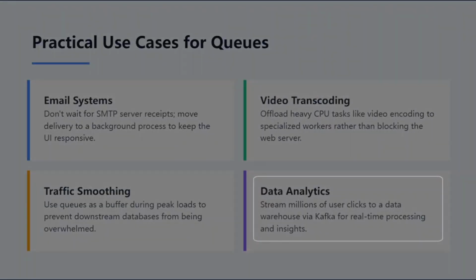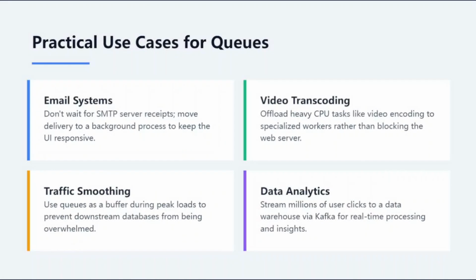Finally, in data analytics, we use queues like Kafka to stream millions of user events like clicks or scrolls directly to a data warehouse. This decouples the live user experience from the complex analytical processing happening in the background. In all these cases, the common theme is decoupling, making sure one slow or heavy part of the system doesn't drag down the rest.